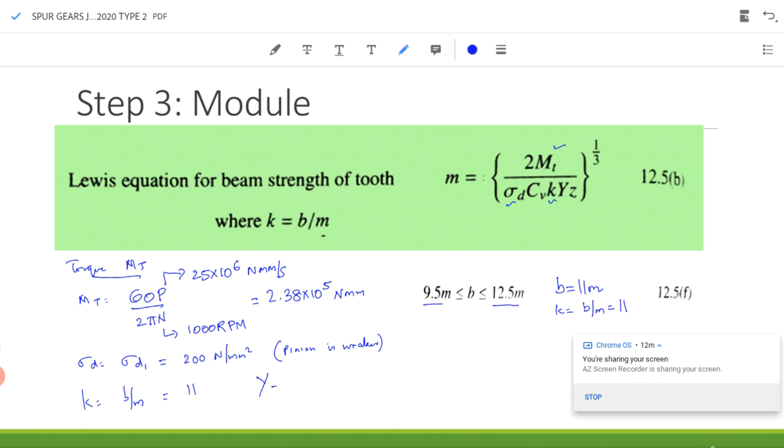Capital Y I will write as pi y, and z equal to z1 equal to d1 by m. The diameter is known, 171.4. I will neglect the decimal points, so 171 by m. So we have found the value of y and z, and the only value left is Cv, which we will find from the next slide.